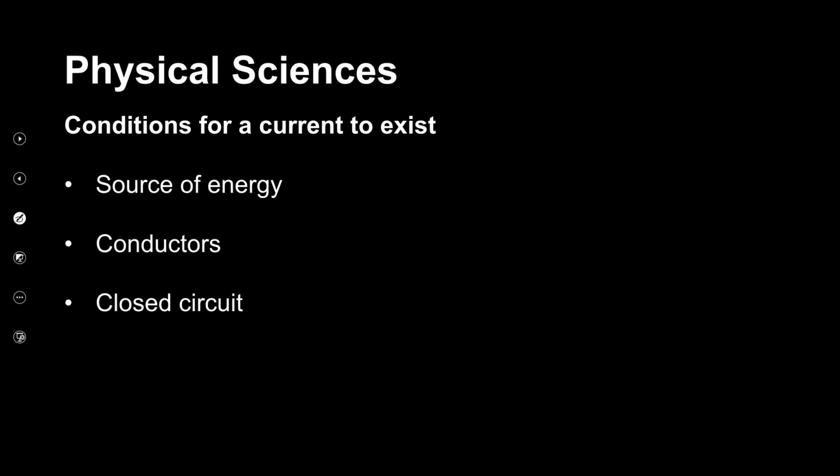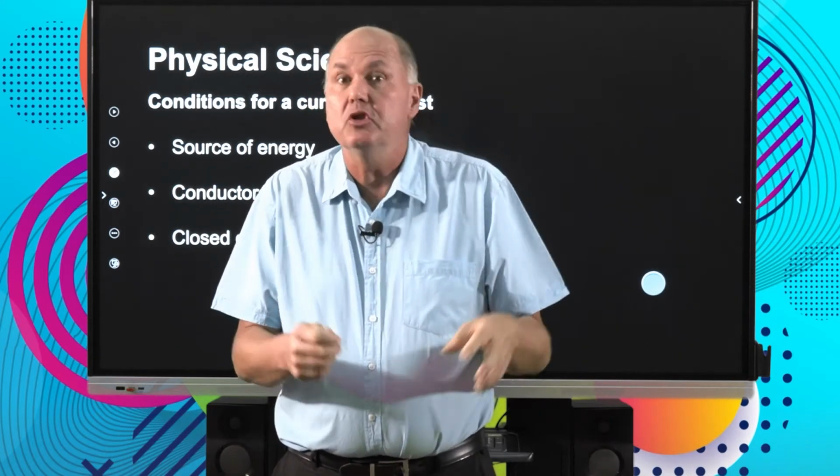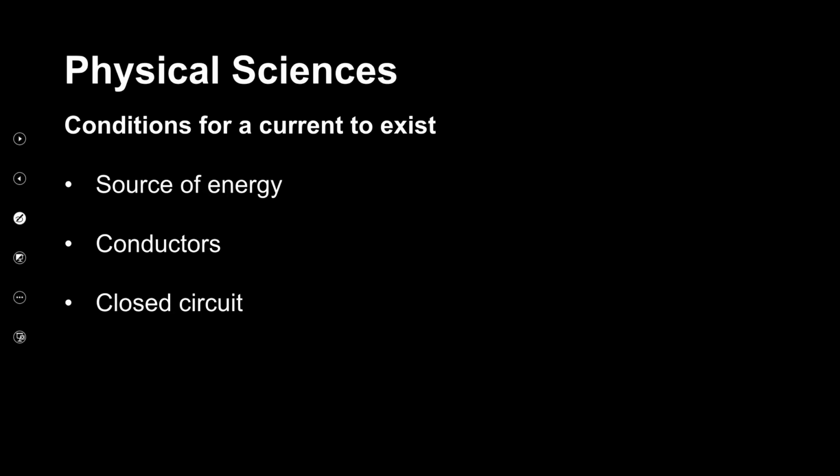Now, what are the conditions for a current to exist in a circuit? Well, very simply, we need to have a source of energy. We need to have some sort of conducting device, usually conducting wires, and even a light bulb has conducting wires in it. That gives evidence that there is a current, and we recognize that we need that circuit to be a closed circuit. So tick the points here. We need a source of energy, we need some conductors, we need a closed circuit.